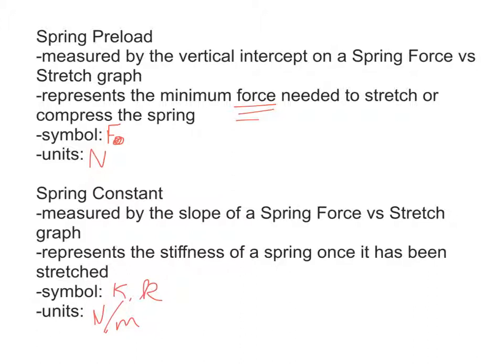So the higher the spring constant, the stiffer the spring is. Something like a slinky, which is a spring, would have a very low spring constant and a very low spring preload. It doesn't take much to stretch or compress the slinky, and it's not very stiff at all. So spring constant and spring preload are the 2 values that came out of the graph, just the plain old graph with the vertical intercept and the slope.